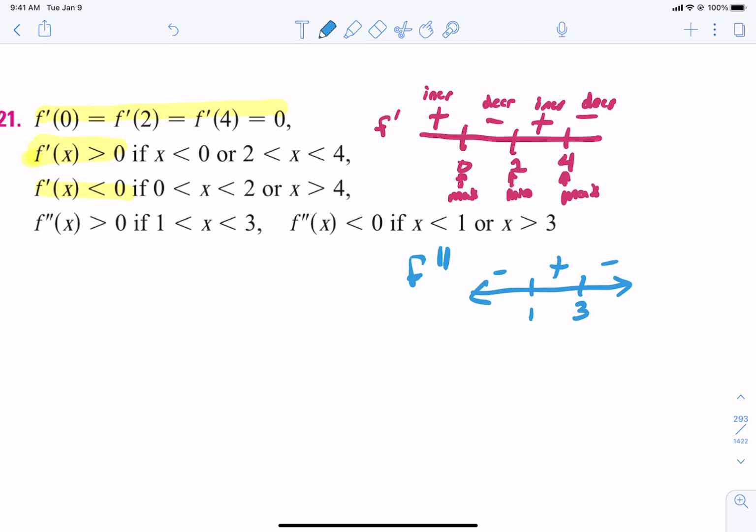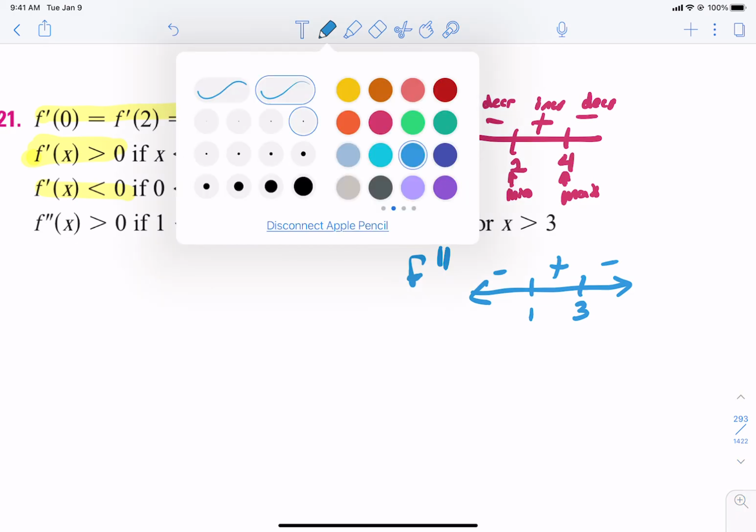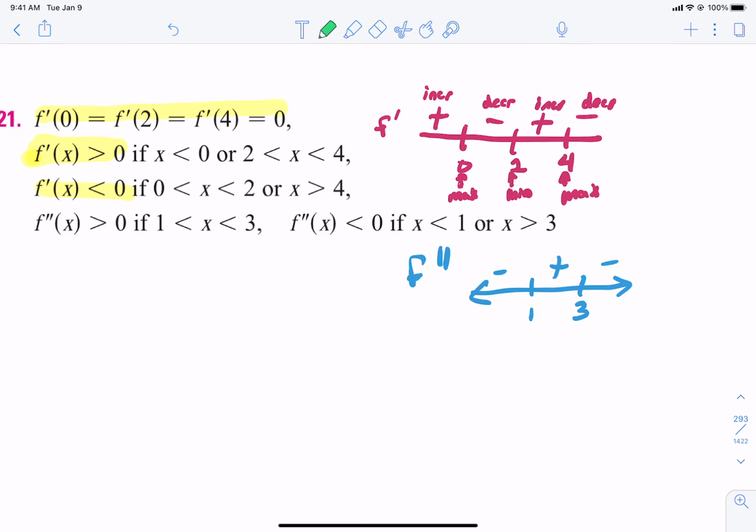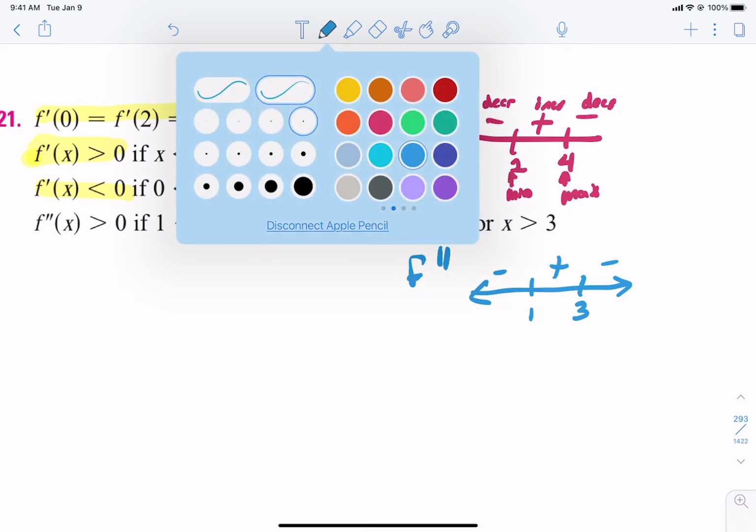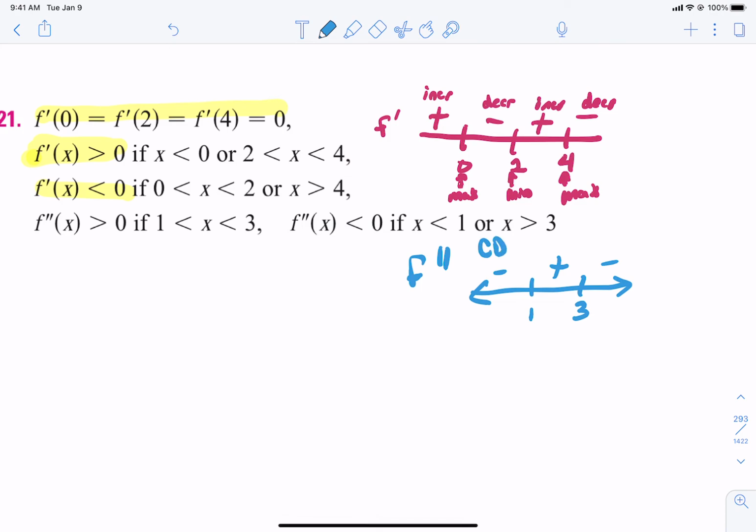So what does that mean? Well, that means we know some information about the concavity. This is concave down, a frown or a cup that's upside down, a bowl that's upside down. Concave up, a smile, a cup that is up, and concave down. What do we know? Well, there are 2 inflection points, right? Because we have a change in concavity twice. We have inflection points when x equals 1 and when x equals 3.